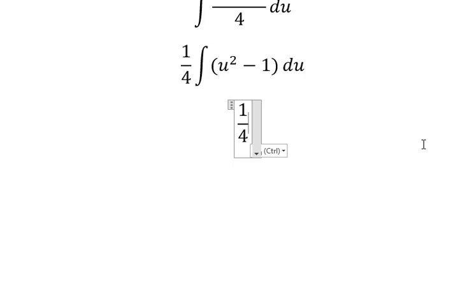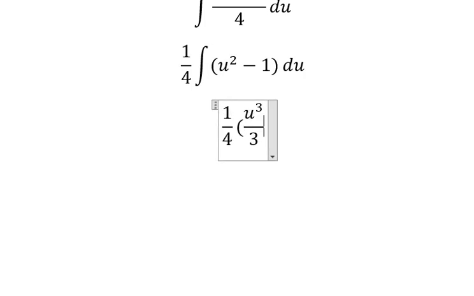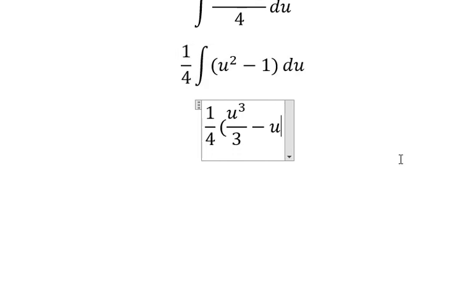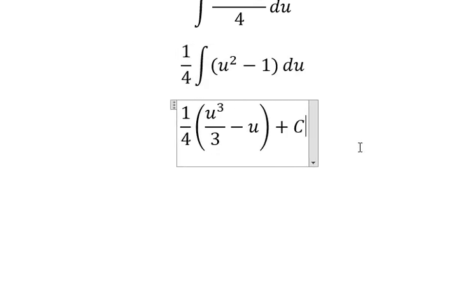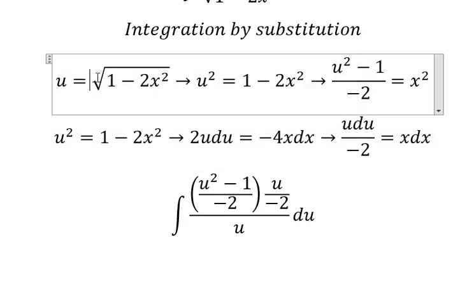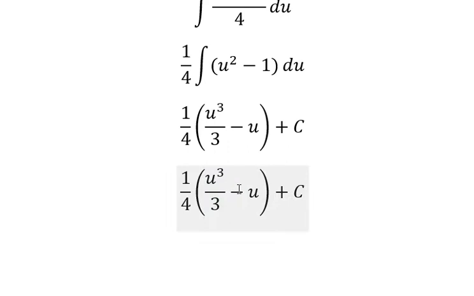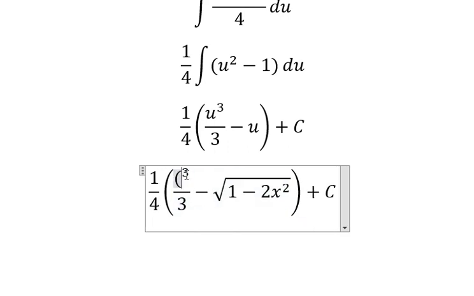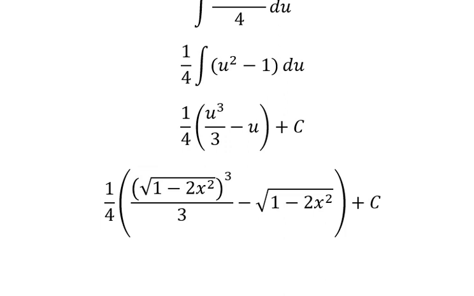The integration of u squared, we have u to the power of 3 over 3. The integration of number 1, we have u. And now we put c. About u, that is this one. And that is the final answer.